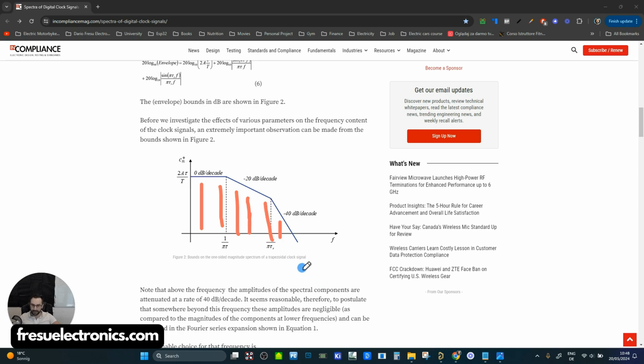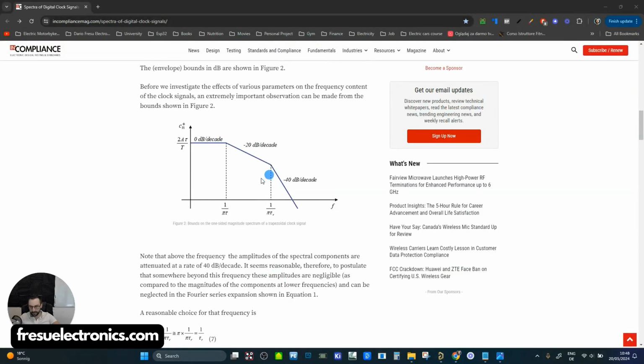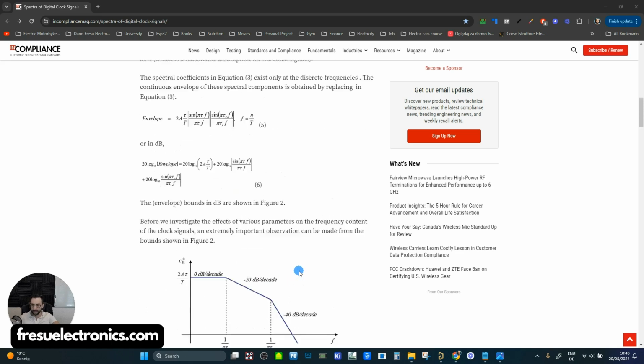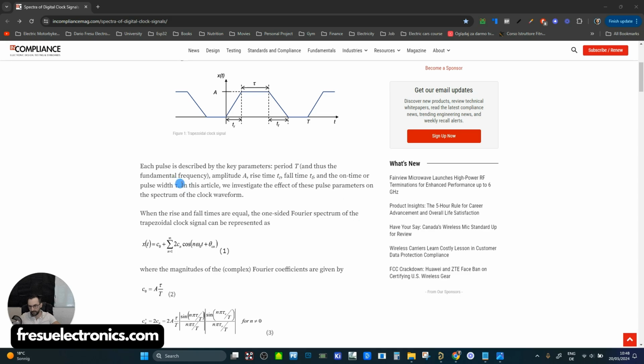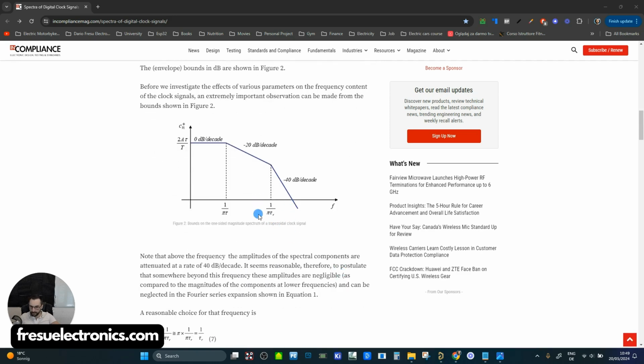But this tells us that the spectrum of this signal here will start to fall down at a certain rate once we reach this point, which is 1 over pi tau r, where tau r, you can see, is basically the switching time of the trapezoidal shape. So if you read this article here, you will see that the tau r is basically the transition time that we have of this trapezoidal signal. So we can actually calculate what is going to be here, this rate where the spectrum starts to fall down, at 40 dB per decade.